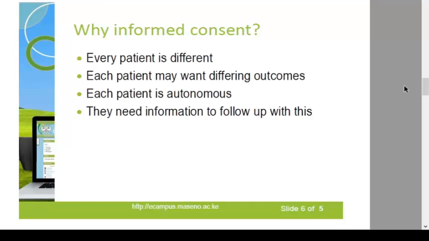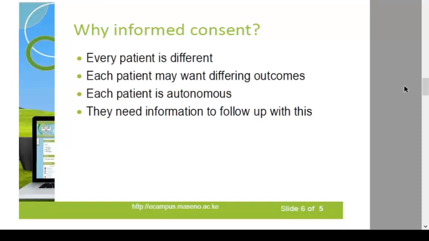Others would wish to have as much of the breast tissue preserved. Others would want other cosmetics, may have other cosmetic aspects in mind. So with each patient you have to discuss so that the outcome that is planned is desirable both to the patient and to the provider, healthcare provider.